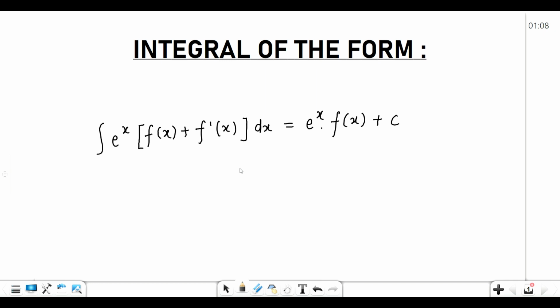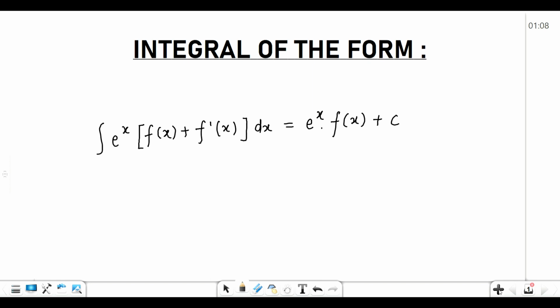First, it should be an exponential function, okay, and the bracket itself should contain two functions. First, the original function, and the other one should be the derivative of that function, so that the answer can be directly written as e raised to x f of x plus c. Okay, now let's jump to the example and see how we can solve this and how the question looks.